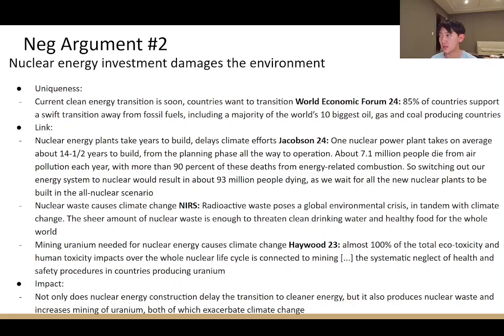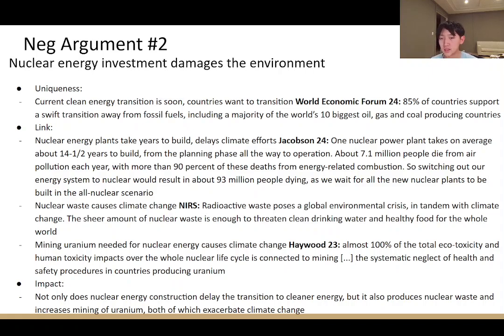Nuclear energy plants take years to build, which delays climate efforts. According to Jacobson 24, one nuclear power plant takes on average about 14 and a half years to build, from the planning phase all the way to operation. About 7.1 million people die from air pollution each year, with more than 90% of those deaths from energy-related combustion. So switching our energy system to nuclear would result in about 93 million people dying as we wait for all the new nuclear plants to be built in the all-nuclear scenario. So yeah, that number is mind-blowing.